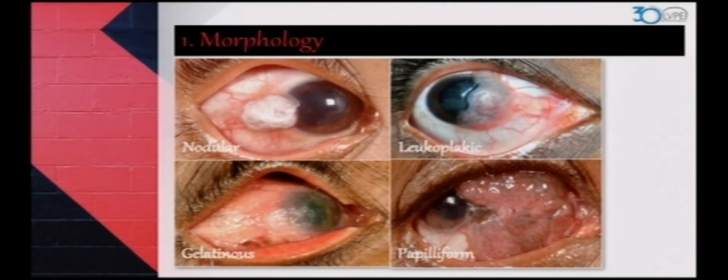So this first type is the nodular variant of ocular surface squamous neoplasia, followed by this leukoplakic type, where you see a white sheath of cells going from the conjunctiva into the cornea. Next comes the gelatinous type, where it's a jelly-like consistency of the tumor cells on the entire ocular surface. Next is the papilliform variant.